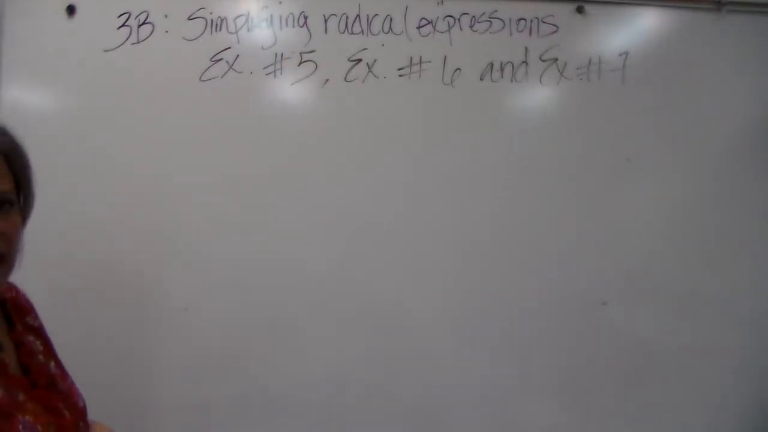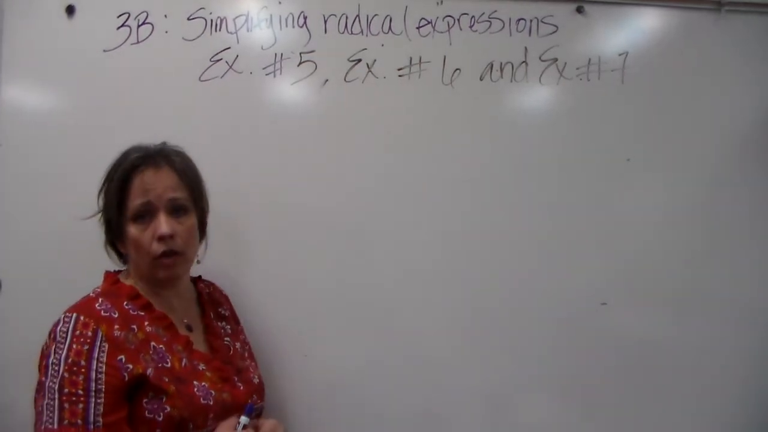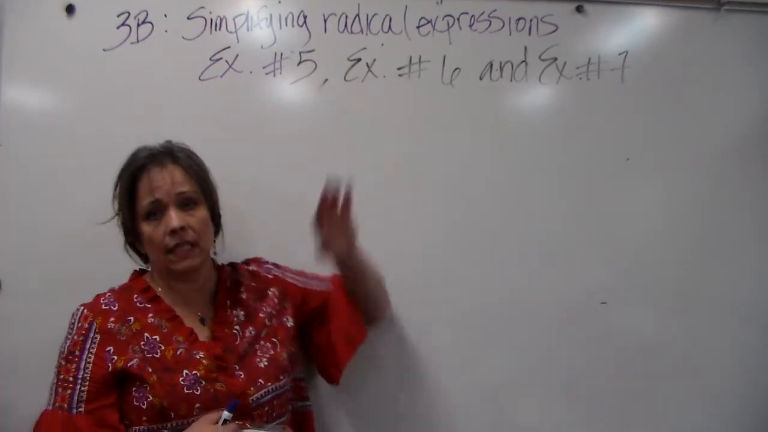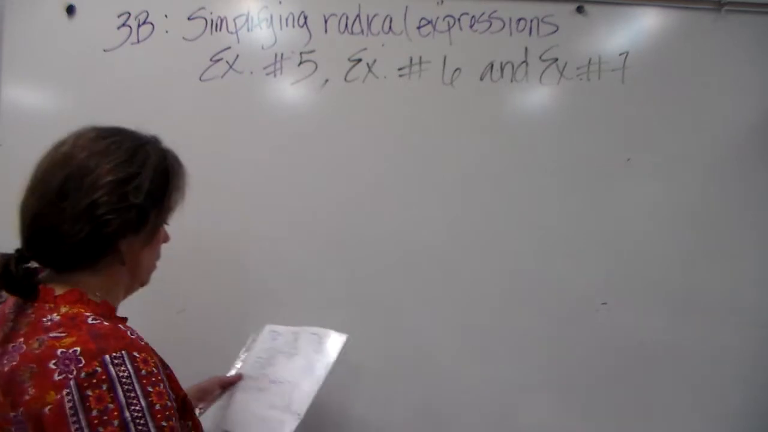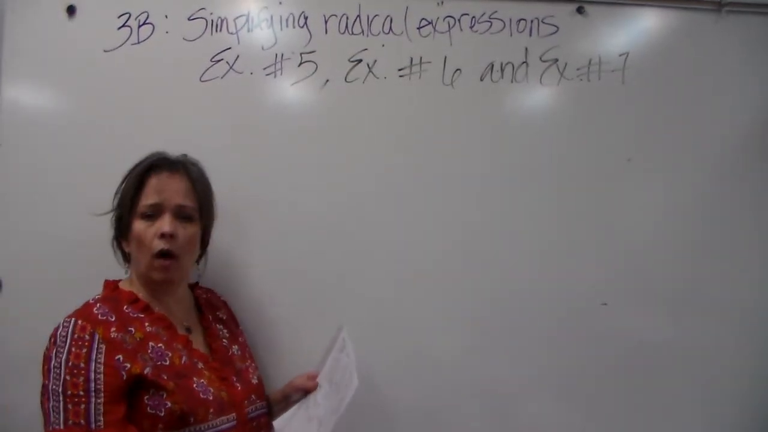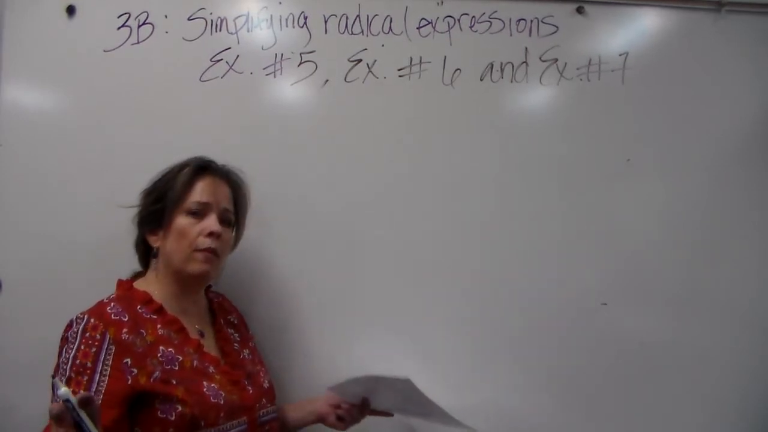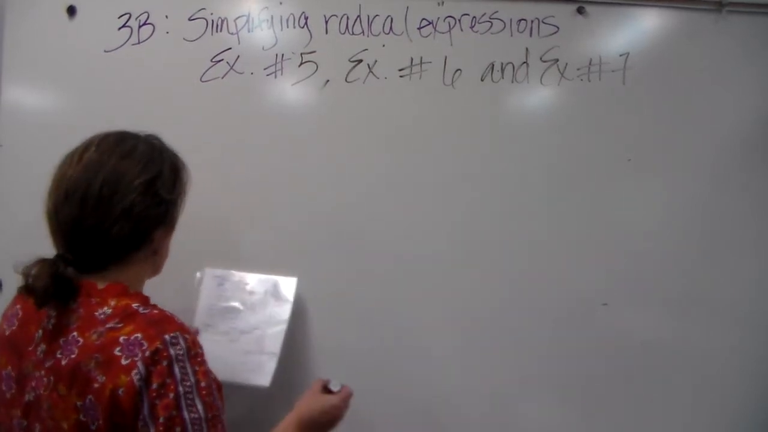Guys, this is the lesson video for 3B, and in this video I'm going to be going through the notes examples for example 5, 6, and 7 on our unit 3 notes, okay? So for example number 5, what we're learning is that we can simplify radicals that also have variables. And this is what that looks like.